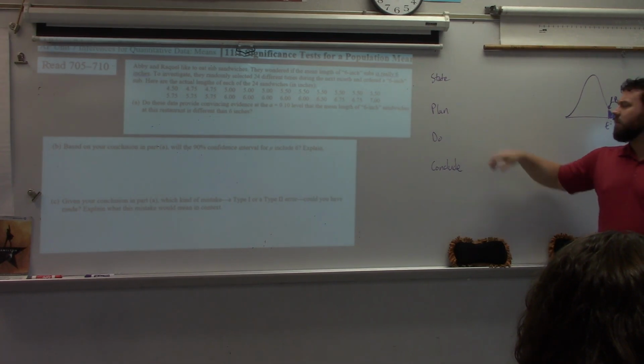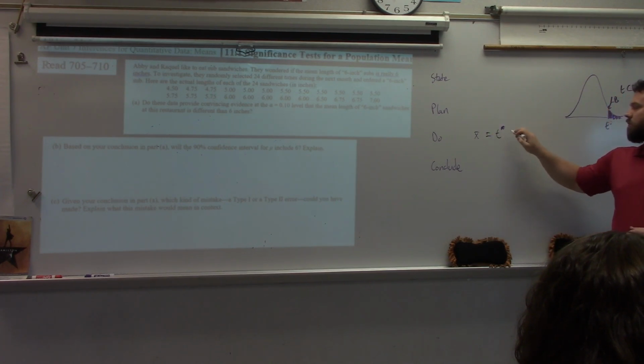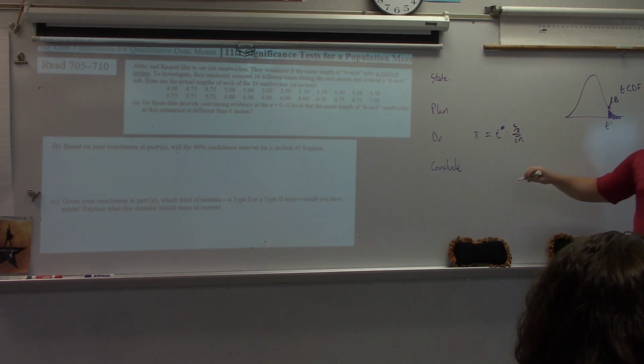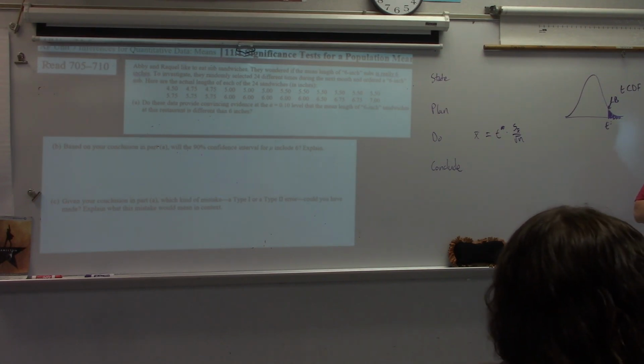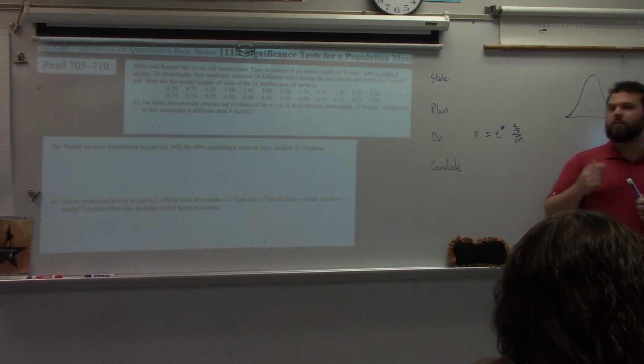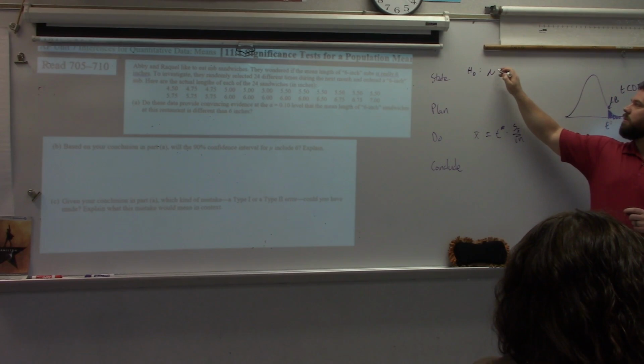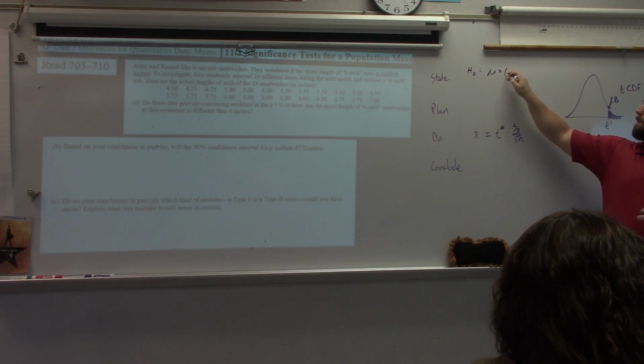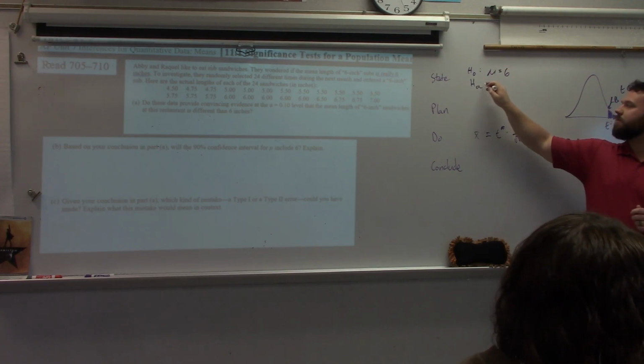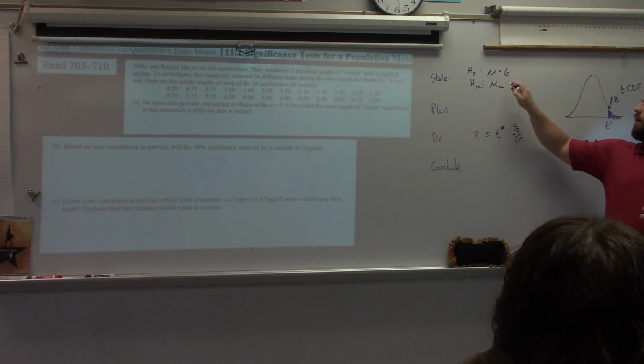Make sure you write out at least your equation here. And then fill in whatever the calculator gives you, at least the mean and the margin of error. But state, plan, do, conclude. Again, what's my null hypothesis in this case? That the mean would be 6. They claim it's 6. What's our alternative? So I would use the two-tail, not equal to 6.